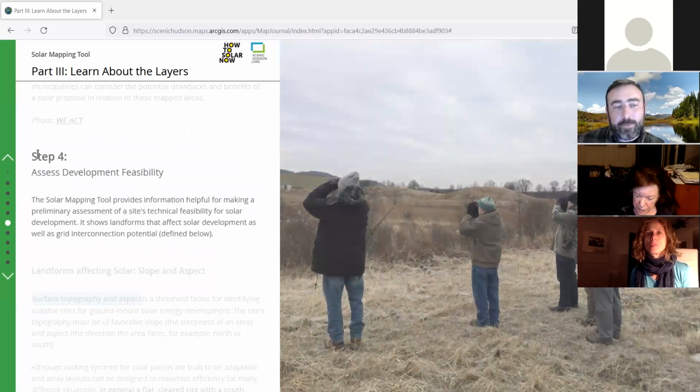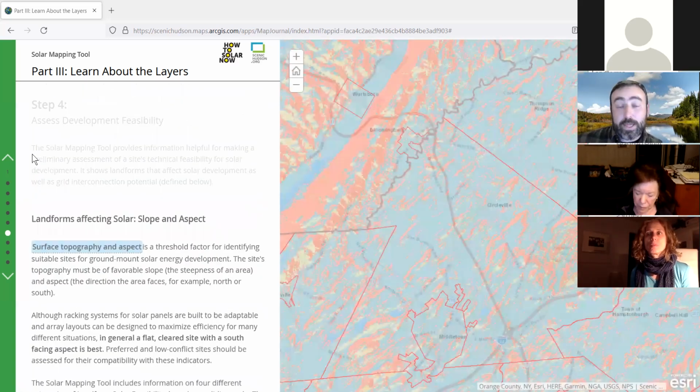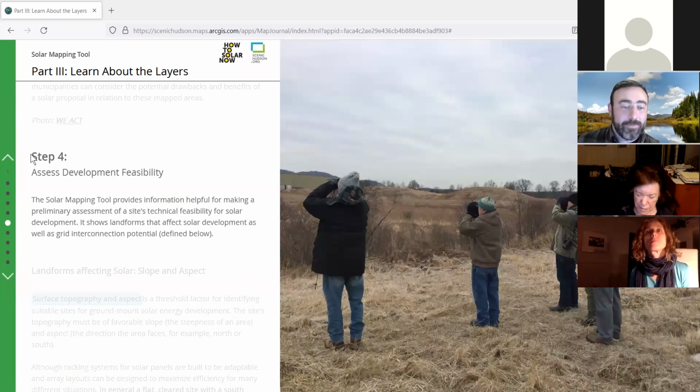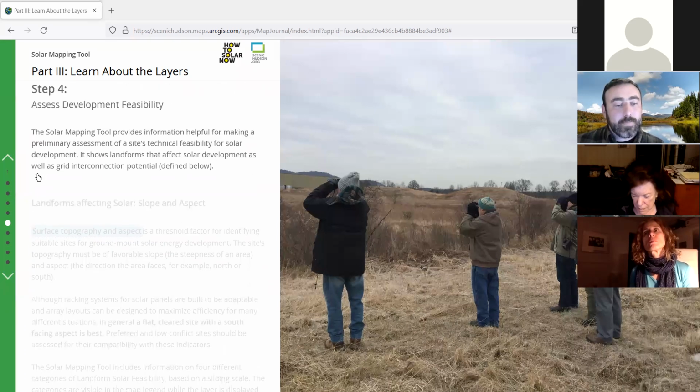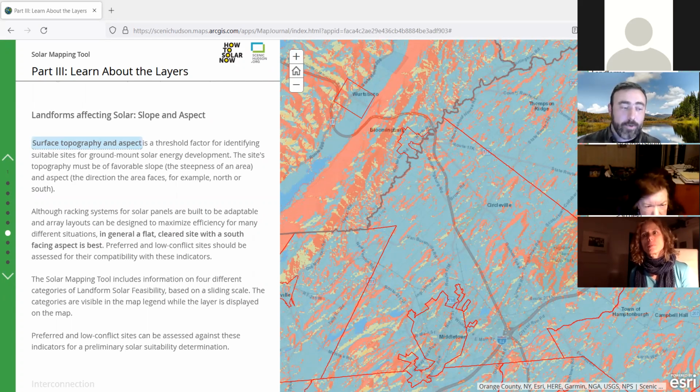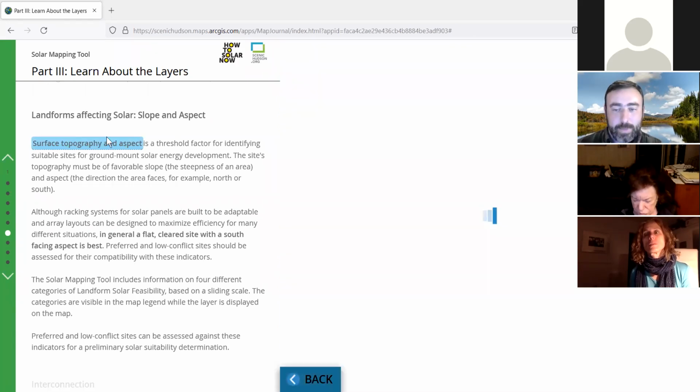So now we're into step 4 of the 4 steps of smart solar planning, which is the last one, looking at actual solar development feasibility. The first layer we have here is a pretty large scale, coarse scale layer. So this is one you're probably going to want to look at at the townwide level, kind of like your land cover map, as opposed to zooming in really close. This is what we call landforms affecting solar feasibility, and it really has to do with slope and aspect.